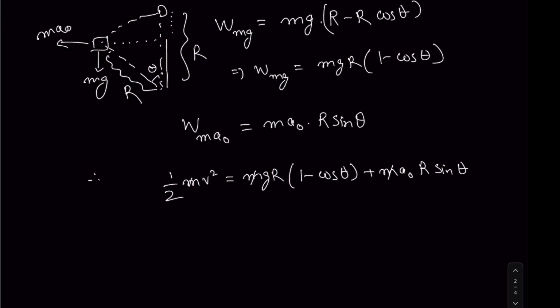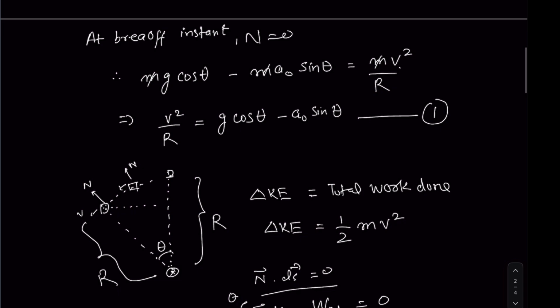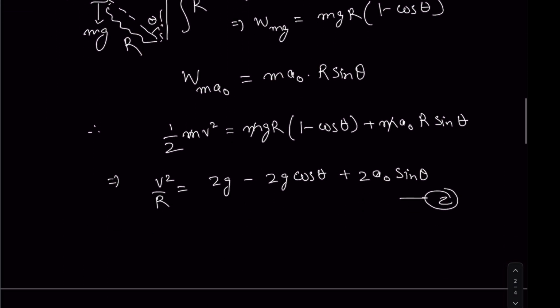m goes away, and we bring r to the left hand side and take 2 to the right hand side. So then we get v square over r equals 2g minus 2g cos theta plus 2a naught sine theta. Let's call this equation number 2. Now equation number 1 has v square over r equals g cos theta minus a naught sine theta, and equation number 2 has v square over r equals this value.